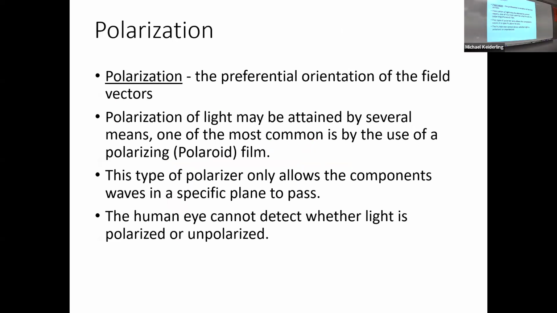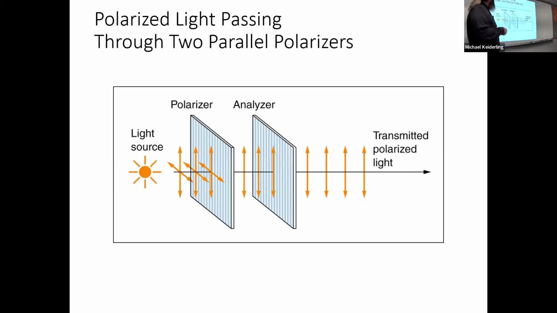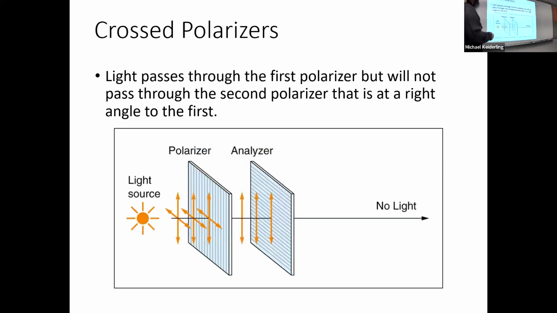Polarization is the preferential orientation of the field vectors in light. Polarization of light can be attained by several means. The most common is the use of a polarizing or Polaroid film. That is not a polarizing film, that is a diffraction grating. This is a polarizing film. This type of polarizer only allows the components of waves in a specific plane to pass. The human eye cannot detect polarization. If you have 2 polarizers that are lined up, half the light will get blocked by the first polarizer, and then the second polarizer will let the rest through. And if they're at right angles, the second polarizer will stop it.